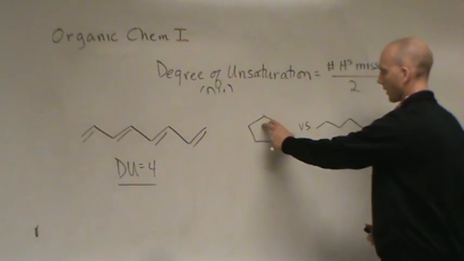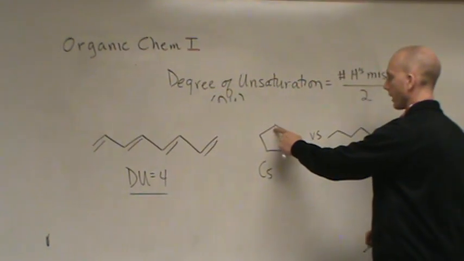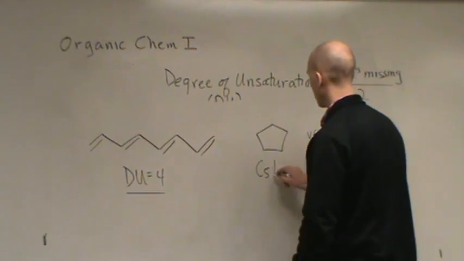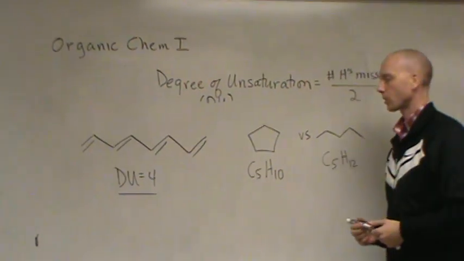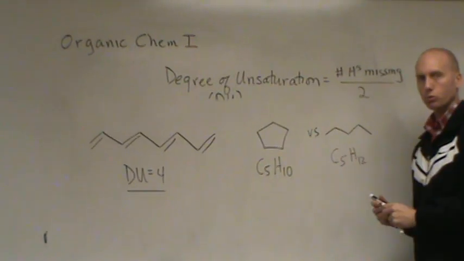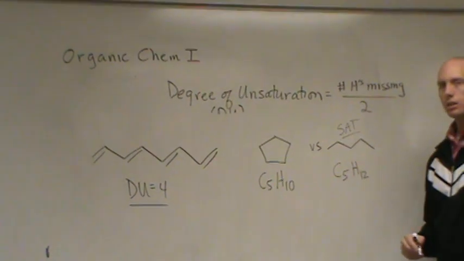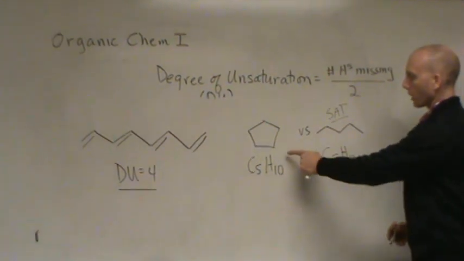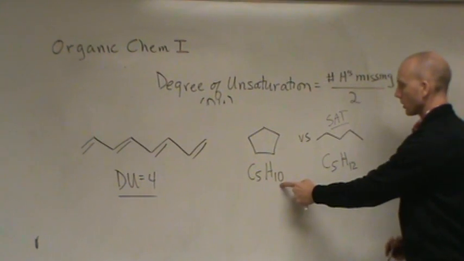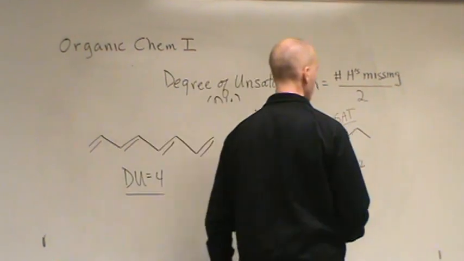What about for this one here? Well, I got 5 carbons, and I have how many hydrogens? 2, 4, 6, 8, 10. So C5H10. So this molecule is fully saturated, isn't it? Because there's no double bonds or anything. But look what happens when I make the ring. I lost 2 hydrogens. So this thing here has a DU of 1.